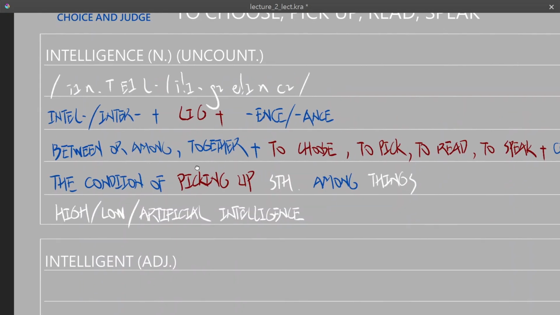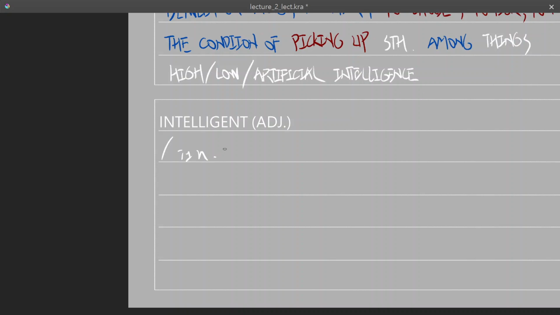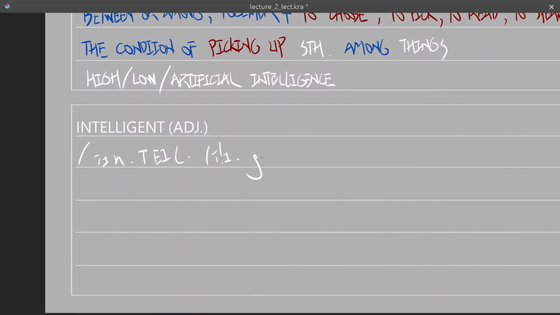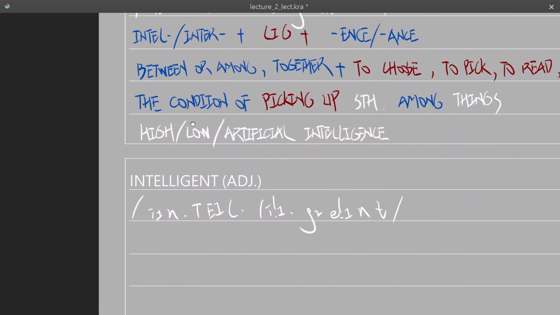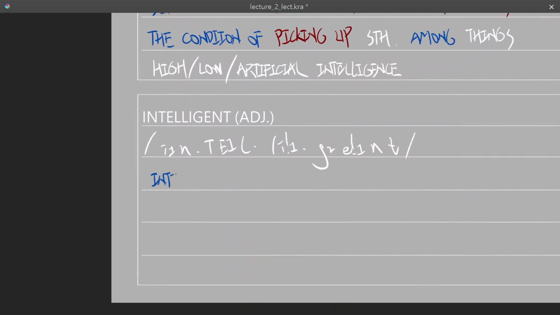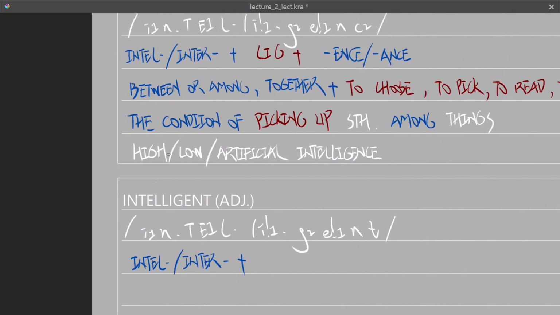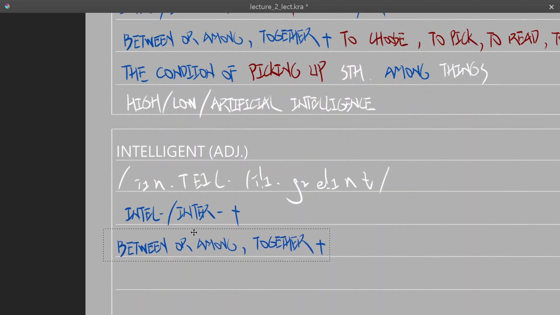All right, next: intelligent. Again, we have the prefix intel, or inter, meaning between or among or together.